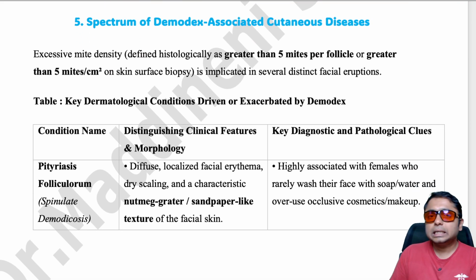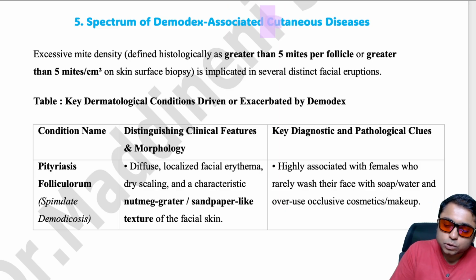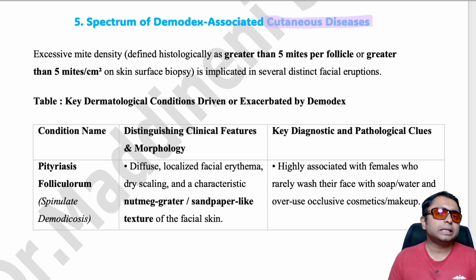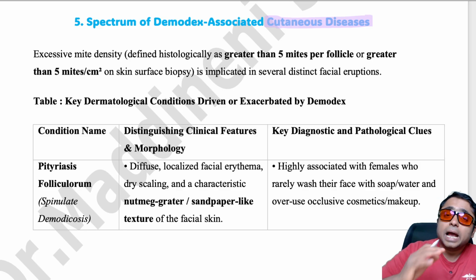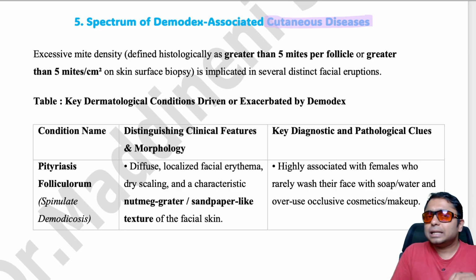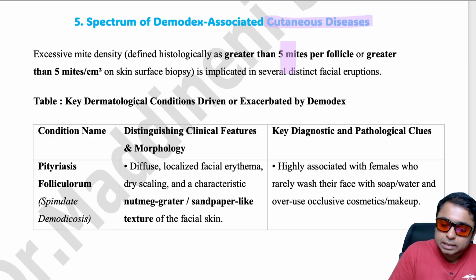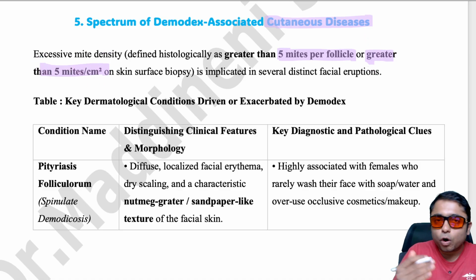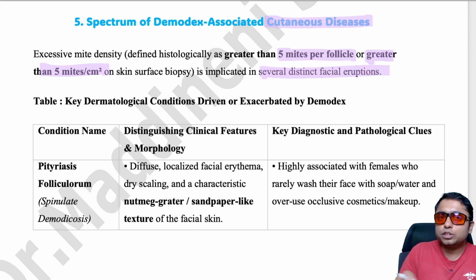Then only there is going to be improvement in the patient's condition in the secondary, right. Next, what is the spectrum of Demodex associated cutaneous disease? What are all the conditions which could be associated with Demodex? Important ones we are going to discuss, and this number is also important. We have told that the Demodex mite population is going to increase. So what is that number which you have to remember? Yes, that is greater than 5 mites per follicle or greater than 5 mites per centimeter square on biopsy, obviously.